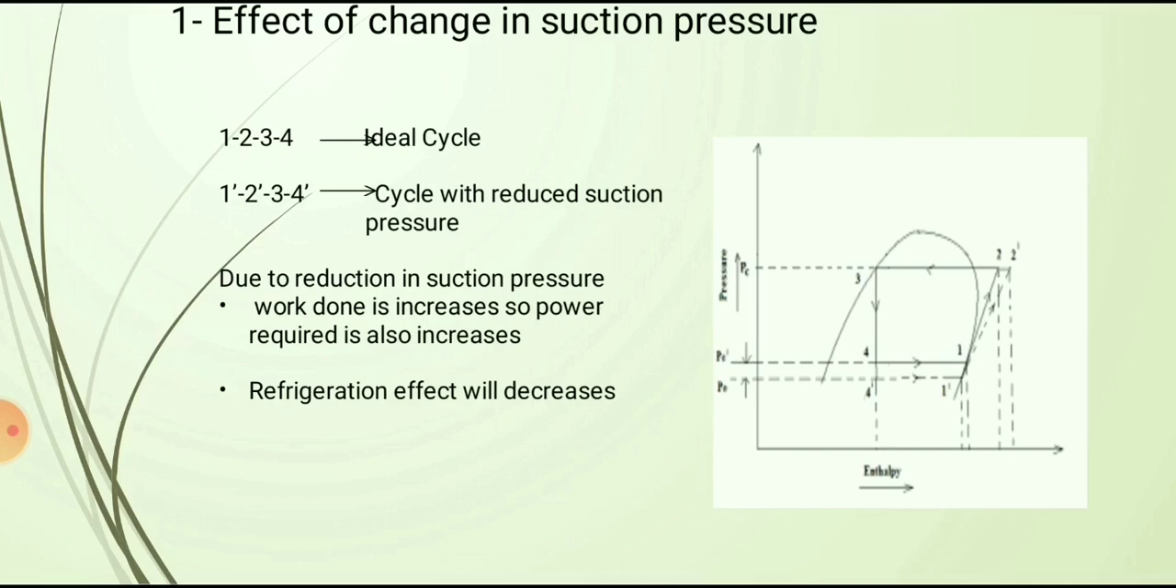Next one is the refrigeration effect decreases. Due to the decrease in refrigeration effect, what do we have to do per ton of refrigeration? We have to increase the mass flow rate. Clear? Therefore, because the work done increases, the refrigeration effect decreases, and the COP of the system will decrease. Why is it? Because COP is the ratio of refrigeration effect to the work input. Clear?